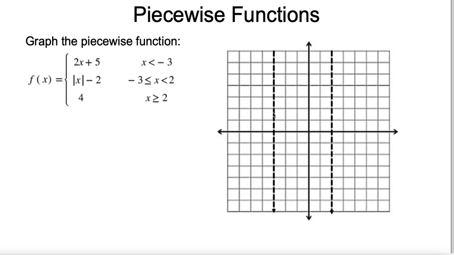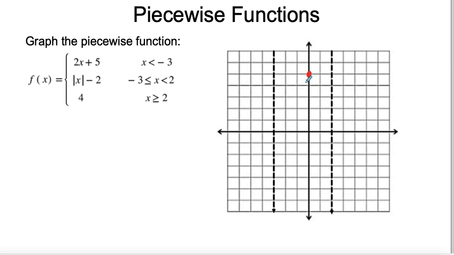So, the first thing you want to do is you can see I have two dividing lines here. So you want to write your dividing lines, which is negative 3 and then again at 2. And then you want to think about graphing these. Now, if I was to graph 2x plus 5, right? If I was to just graph the line, the 5 is the y-intercept.